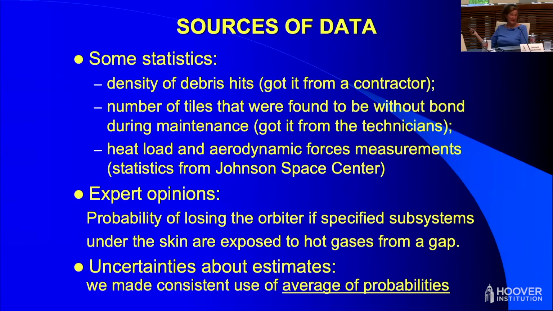Expert opinions I needed to get the probability of losing the orbiter if specified subsystems under the skin were exposed to hot gases. And uncertainties about the estimates. Now we made consistent use of average of probabilities. Now the distribution will be for the next study.